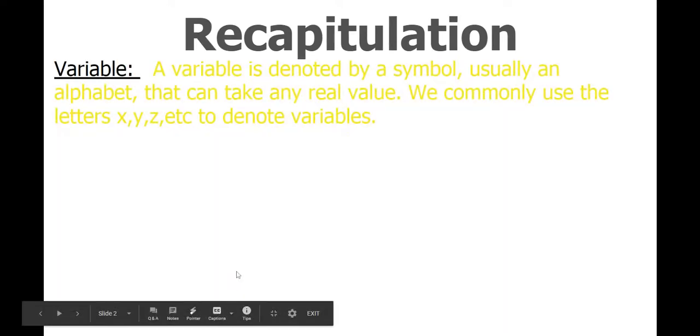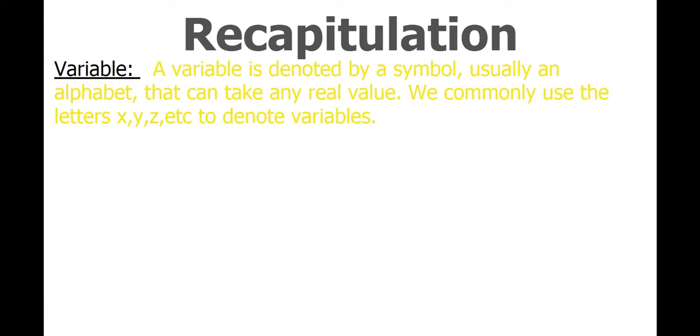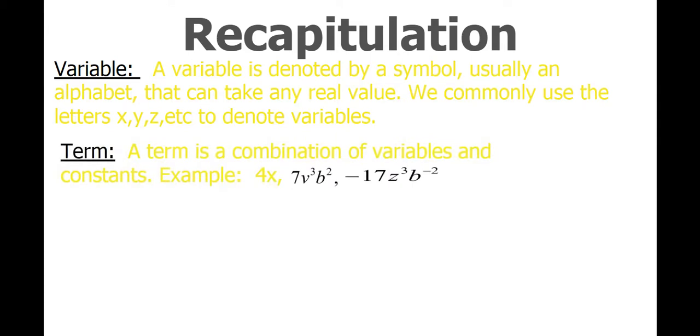A variable is denoted by a symbol, usually an alphabet that can take any real value. We commonly use the letters X, Y, Z, etc. to denote variables. A term is a combination of variables and constants. So these are some examples of terms.